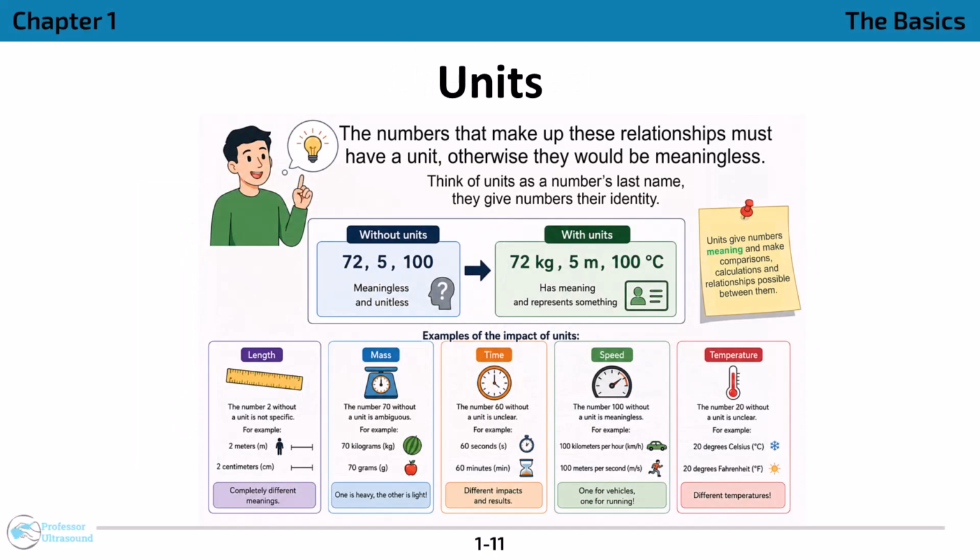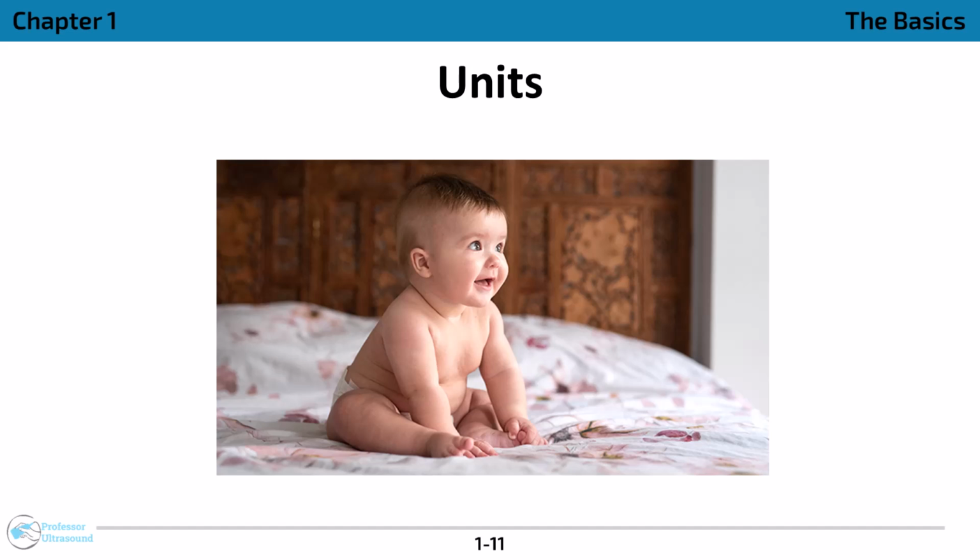Relationships are built using numbers, but numbers are meaningless without units. Think of units as a number's last name. They give numbers their identity. Listen to this sentence. Sarah is 6. Something's off. It feels incomplete, doesn't it? 6 what? 6 years old? 6 months old? 6 days old? Without the unit, the number tells us almost nothing. That's why units are so important. They provide a common language for describing the physical world.